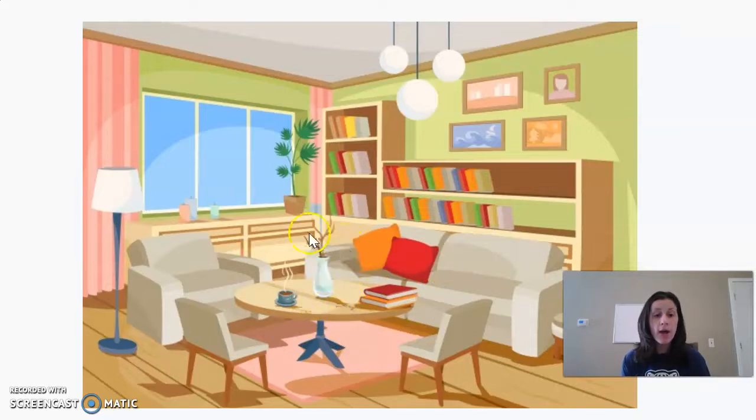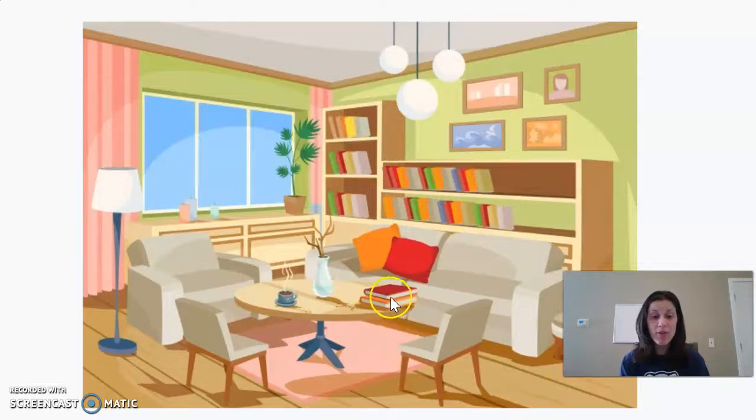Now, what about this plant? Is this plant in front of or behind this bookcase? It's in front of, right? So we can see that this bookcase is over here more on the wall. And then if we're looking from here, this is in front of the bookcase. It's not behind it, right? Now, what about this curtain right here? Is this curtain in front of or behind this bookcase? It's behind it, right? We could see more of this bookcase than we could see of this curtain. We could see that this curtain is behind the bookcase.